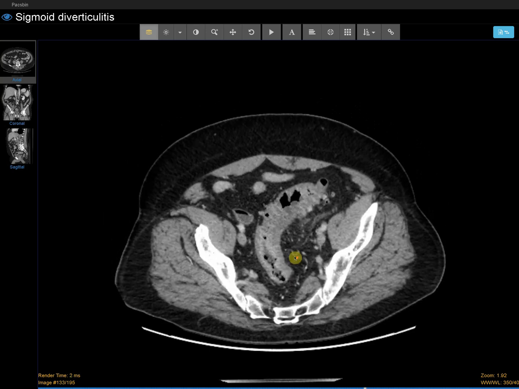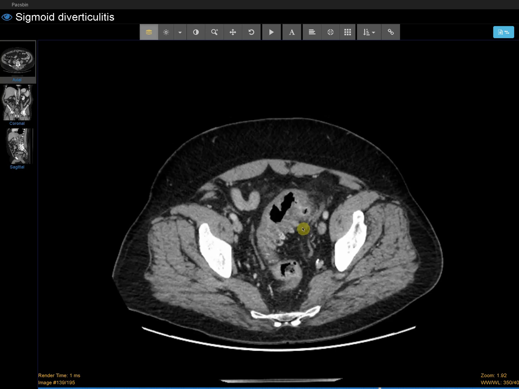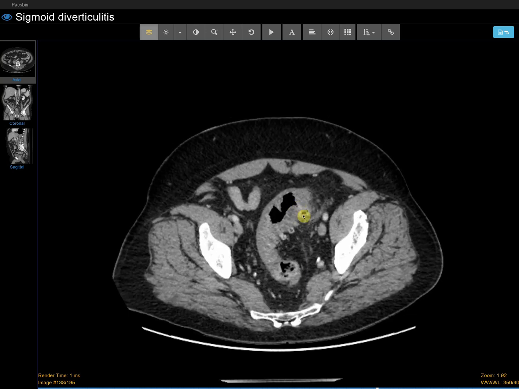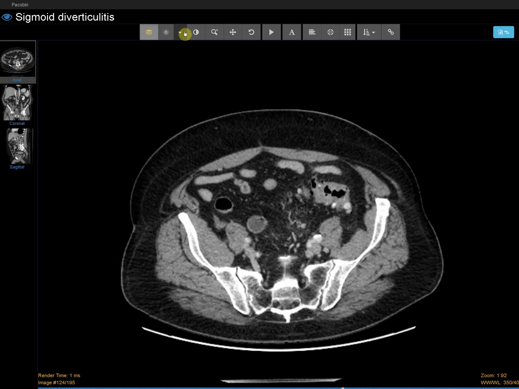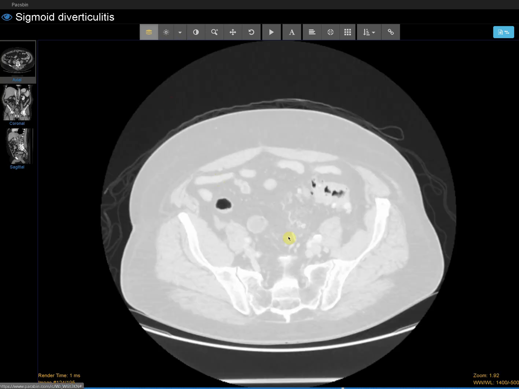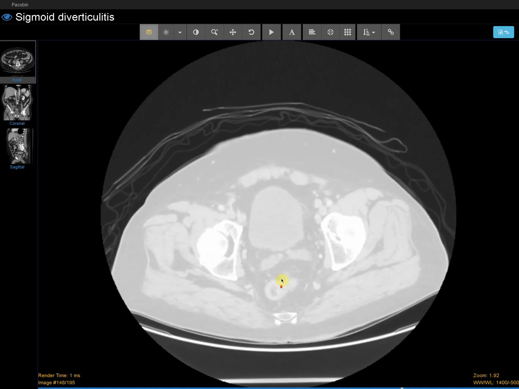The complication I'm looking for is, do I see an abscess, a big fluid collection? Not really. This is just one prominent diverticulum, but do I see abscess? No, I don't. The other thing is, do I see perforation? To check for that, I look for free air. So let's carefully look.